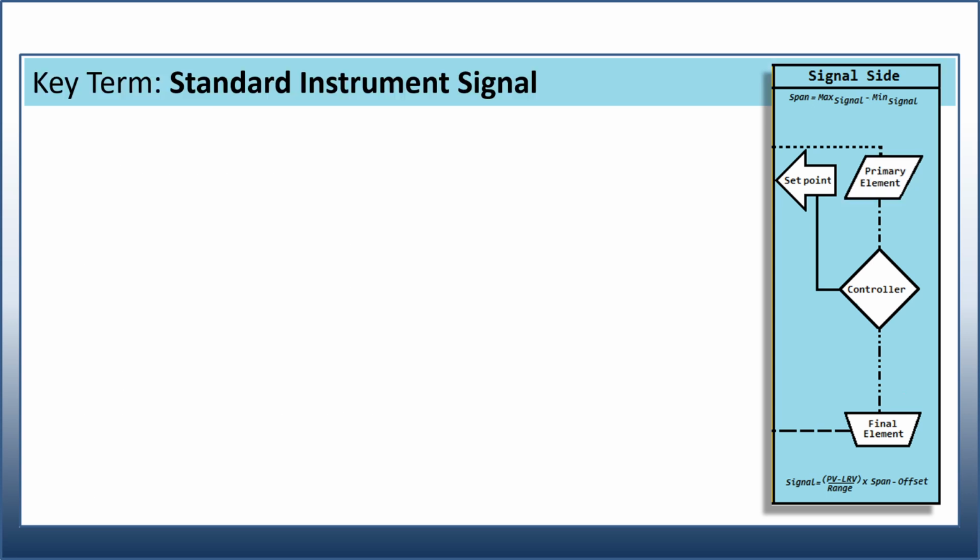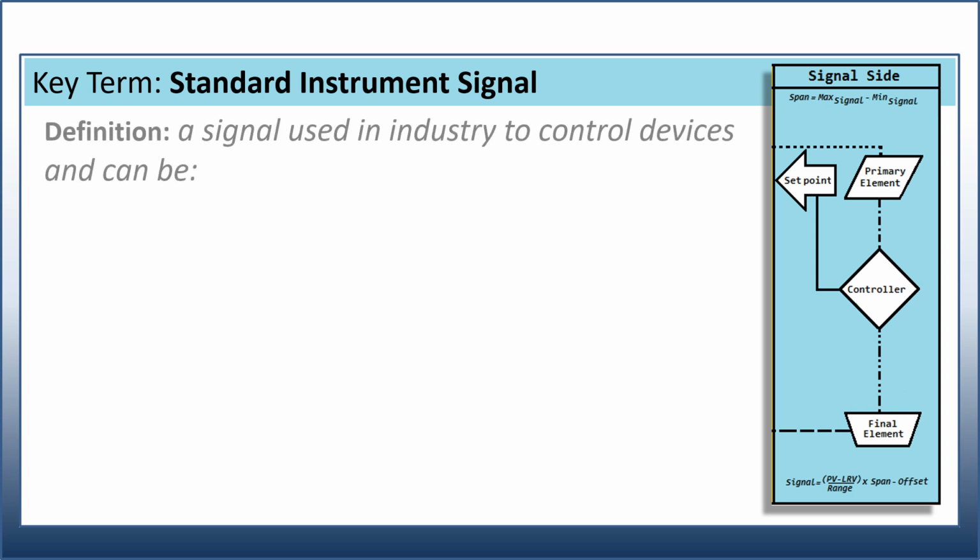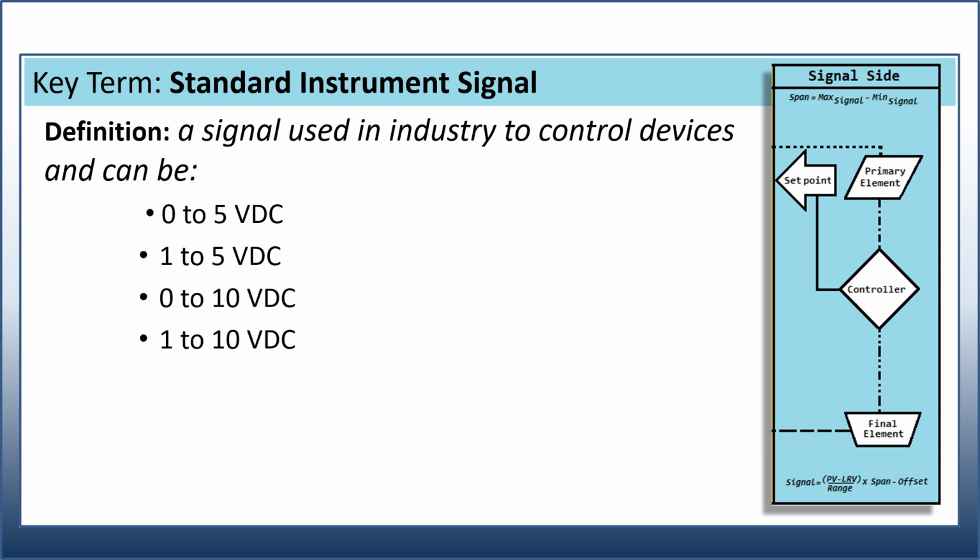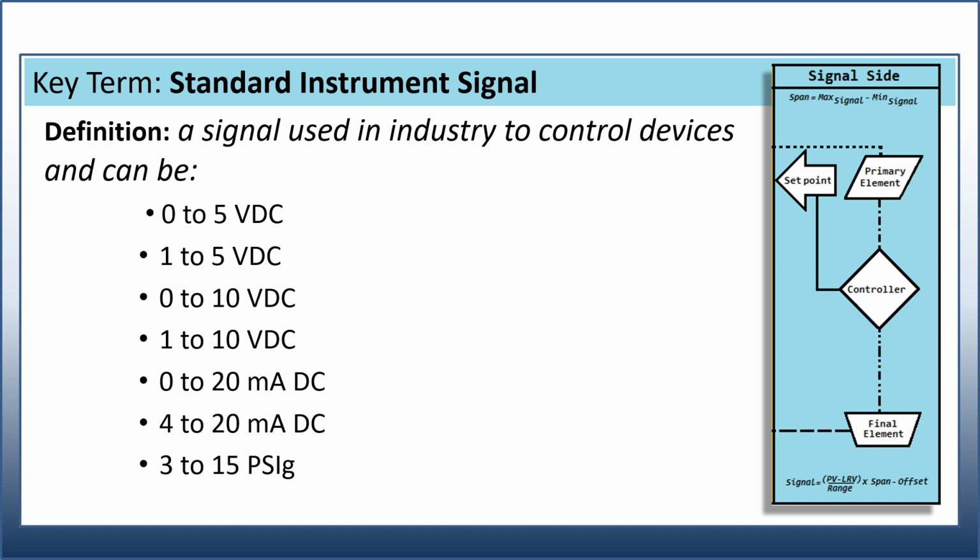Here is another key term to remember: standard instrument signal. By definition, a signal that is used in industry to control devices is a standard instrument signal. It can be 0 to 5 volts DC, 1 to 5 volts DC, 0 to 10 volts DC, 1 to 10 volts DC, 0 to 20 milliamps DC, or 4 to 20 milliamps DC. And in some cases where you can't use electricity because of explosions, etc., where a possible spark is dangerous, you may have to go to a pneumatic signal of 3 to 15 pounds per square inch of air pressure.